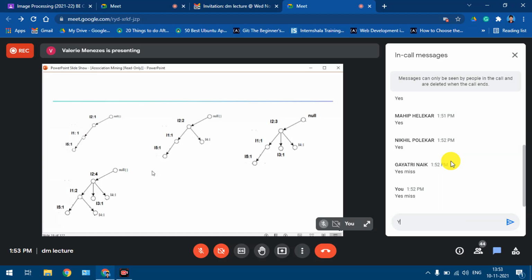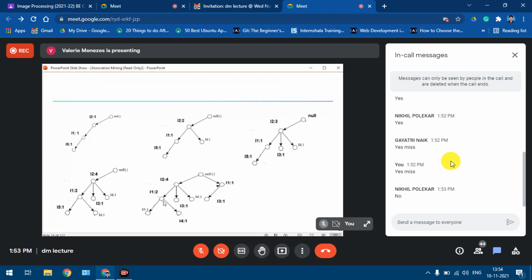Kindly look at the tree which we have already partially constructed. No. So from the root node, you create a new branch. This null is called the root node. So you create a branch for I1, I3, and the count is kept as 1.